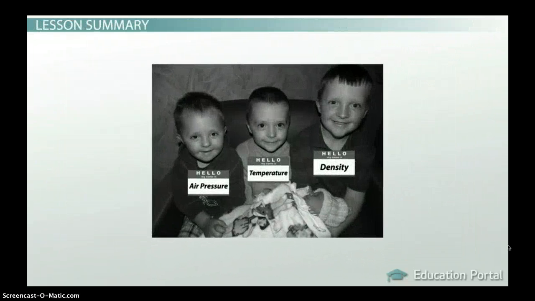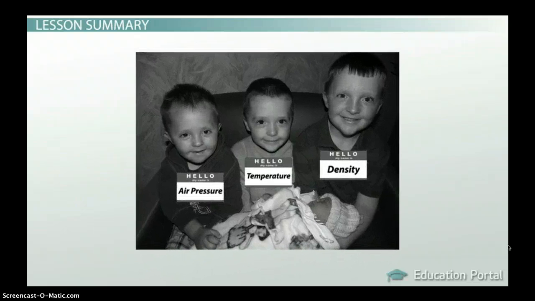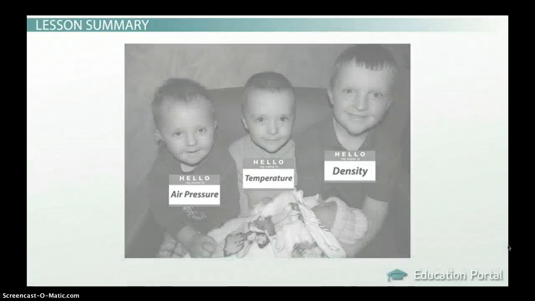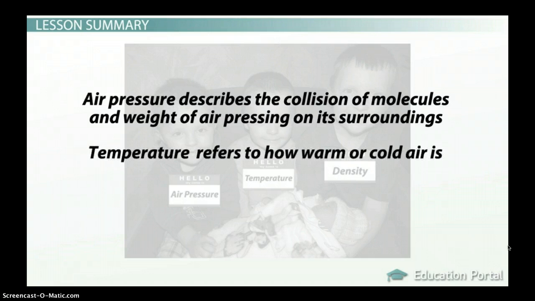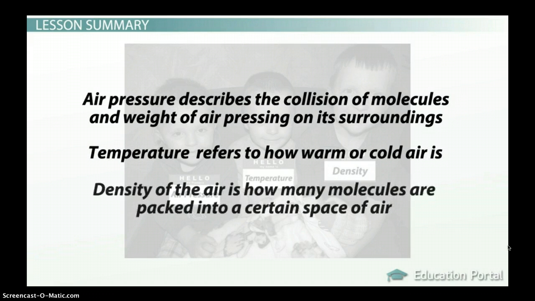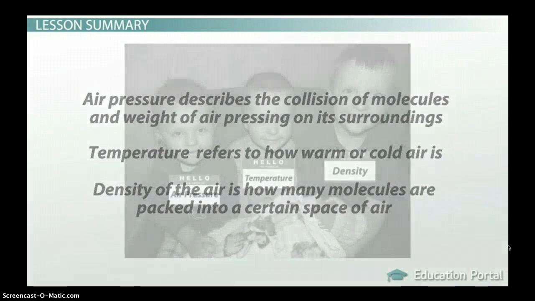Like a set of siblings, air pressure, temperature, and density are related to one another. Air pressure describes the collision of molecules and weight of air pressing on its surroundings. Temperature refers to how warm or cold air is, and the density of the air is how many molecules are packed into a certain space of air.